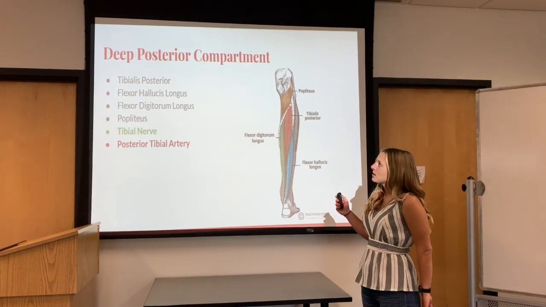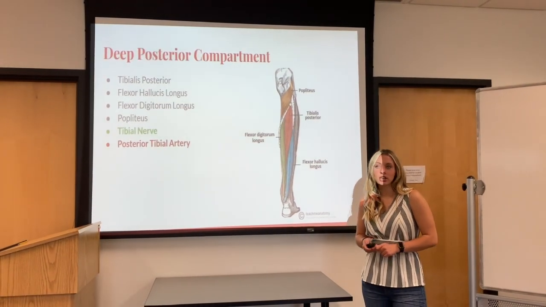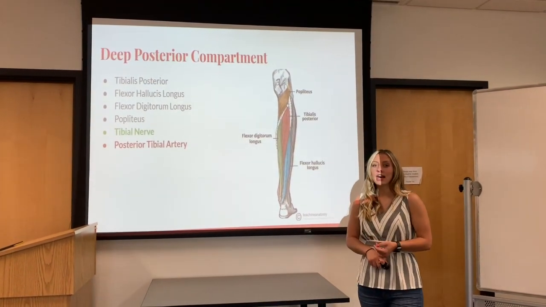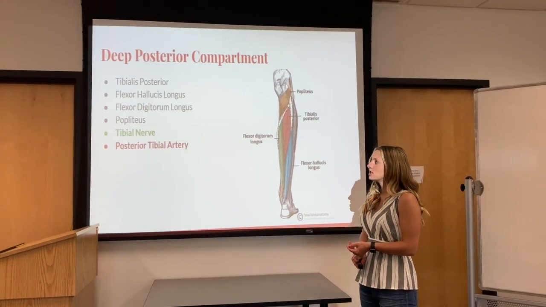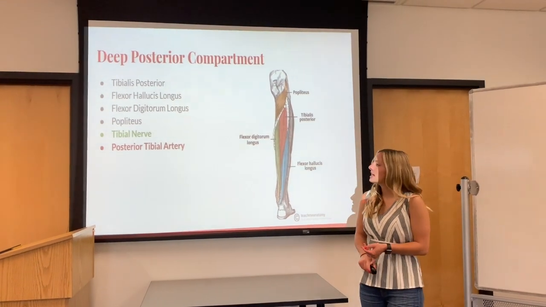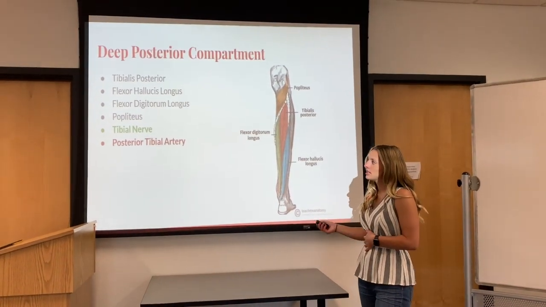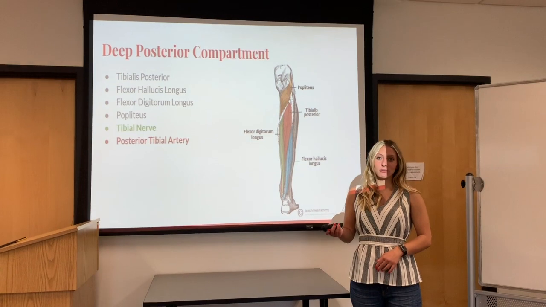All right, so the last compartment is going to be the deep posterior compartment. That contains the tibialis posterior, the flexor hallucis longus, the flexor digitorum longus, the popliteus, and that also contains the tibial nerve and the posterior tibial artery.